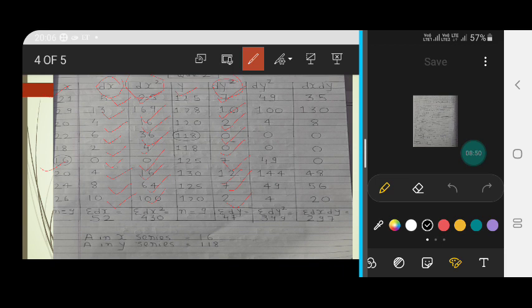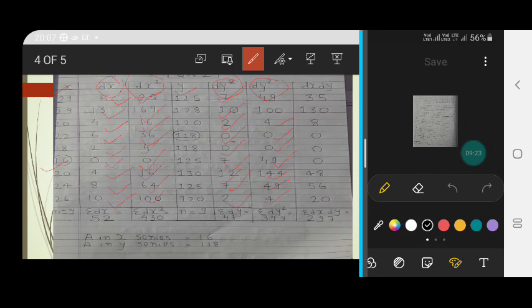Now what's the next column? It's dy square. How are we going to calculate dy square? We are just going to simply take the squares of the values under the dy column. Like first one is 7. So 7 into 7, 49. Then square of 10, 100. Then square of 2, 4. Then square of 0, 0. Again square of 0, 0. Then square of 7, 49. Square of 12, 144. Square of 7, 49. Square of 2, 4. Here we are done with the calculation of the dy square.